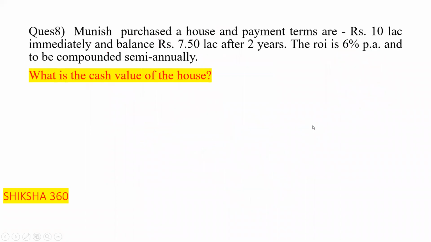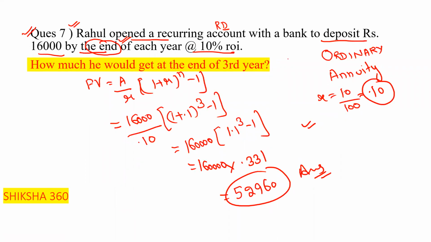Now move to question number 8. This type of question we can expect also, because these questions are based on technique. We can say that this question is also on the basis of an ordinary annuity.